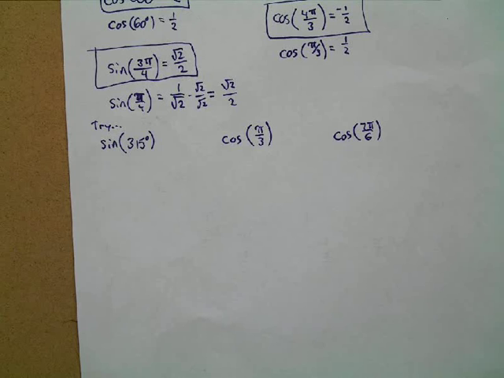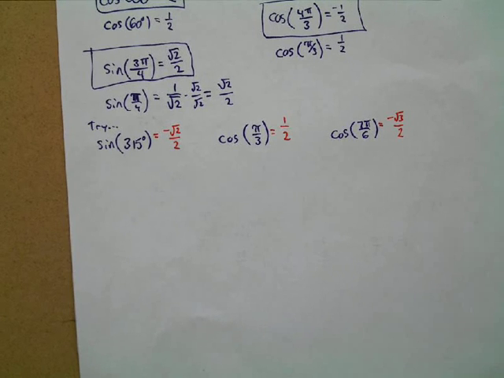Alright, so we should have gotten negative root 2 over 2, negative 1/2, and negative root 3 over 2. If you put negative 1 over root 2 for the first one, that's fine, but negative root 2 over 2 is what I'm going to be putting. Any questions on any of that? Hopefully we're feeling a little bit more comfortable with that.